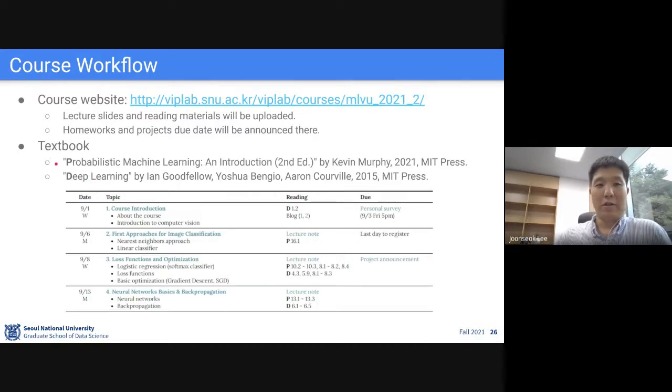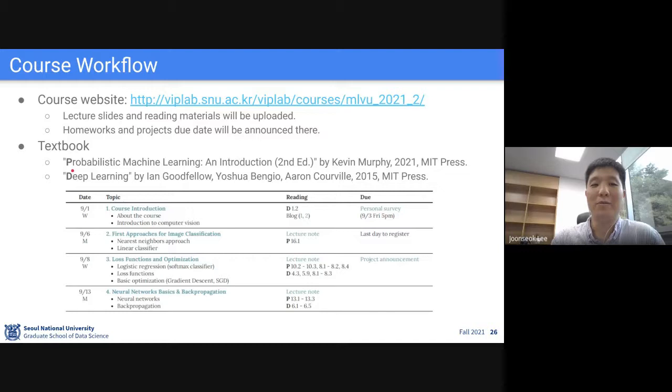And the textbook for this course will be mainly three things. The most important thing is the reading materials that I upload here. I will have some lecture notes or some paper links, and those are required to read. Please read them. I will ask some questions from the papers in the exam. So it's required reading. And these textbooks are actually suggested readings. So it's not really required, but I strongly suggest reading these.